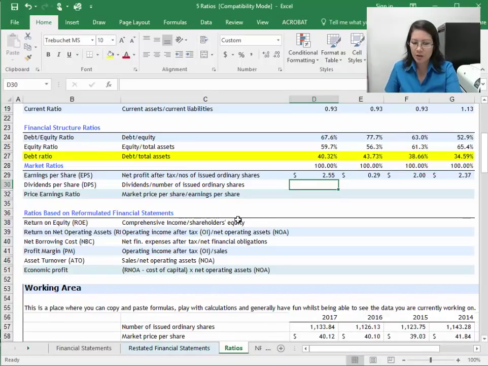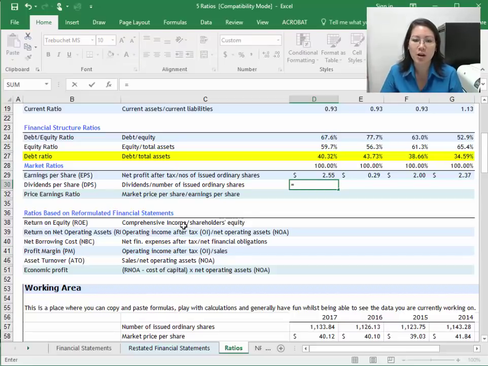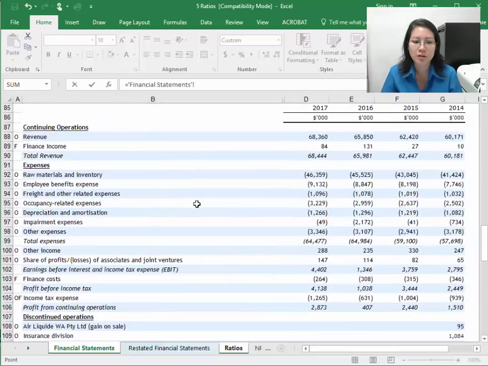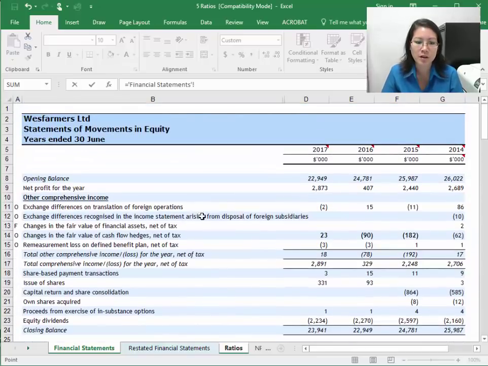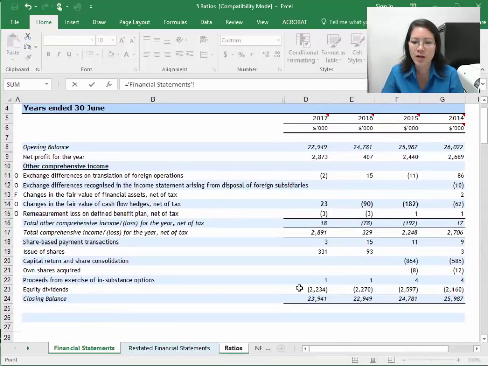Dividends per share equals the dividends. Now, dividends you will usually find in the statement of changes in equity, if they've paid any, under the transactions with shareholders, right down towards the bottom, divided by the number of issued ordinary shares. So go back to our ratios, our original financial statements. And let's see, here you go, equity dividends.